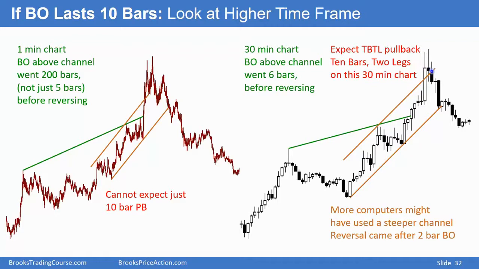I look at the highest time frame chart where I can draw the channel and I expect the reversal down to come within 5 bars of the bull breakout above the channel on that time frame. This is not the highest time frame that shows the channel. Obviously, this is a 1-minute chart. I can draw the same channels on a 30-minute chart. This is the highest time frame, so I'm looking for a reversal within 5 bars here, not within 5 bars here.